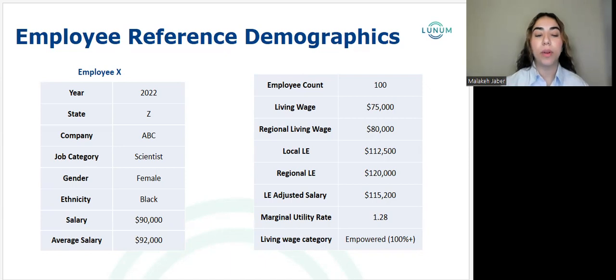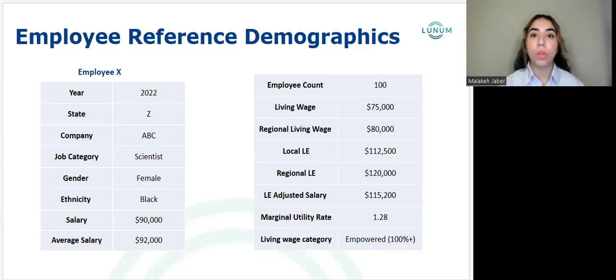So we see here employee X. The year in reference is 2022 at state Z with company ABC. Job category for employee X is a scientist, and she is a Black female earning $90,000 a year. The average salary at her firm for that role is $92,000. Employee count at company ABC is 100, and the living wage at state Z is $75,000. The regional living wage is $80,000, however.